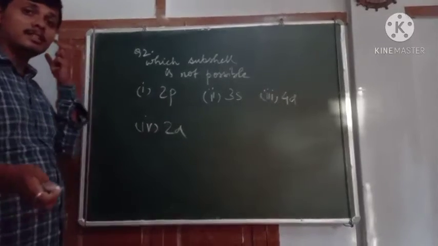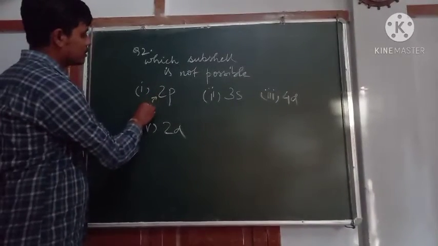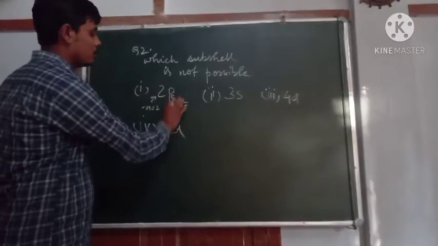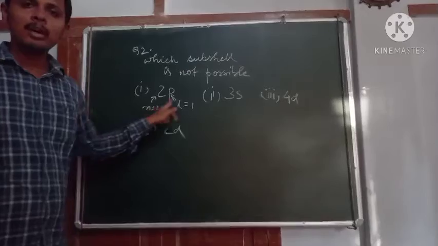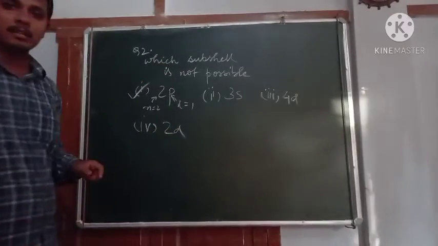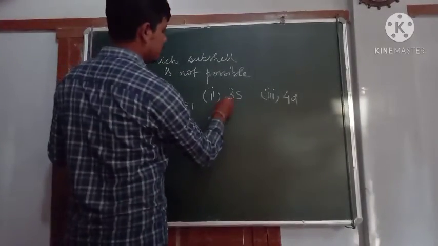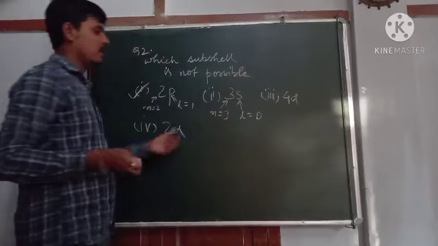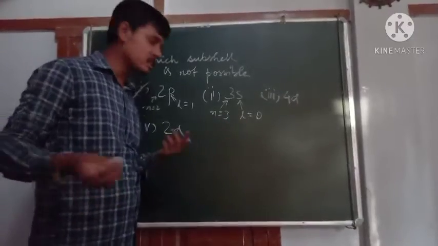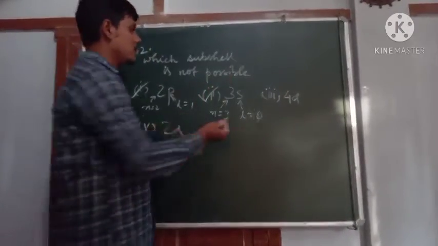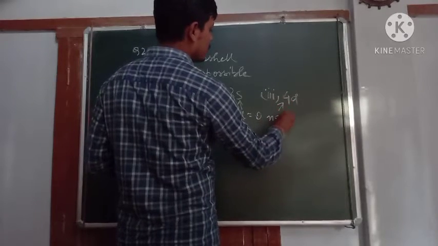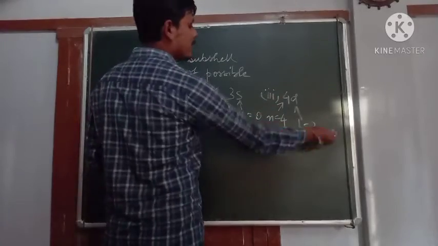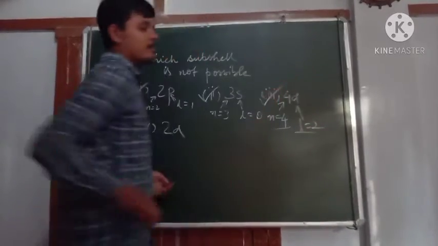So 2p, is it possible? Here n is 2, and for p, l equals 1. If n is 2, l can be 1. Yes, that means this is correct. For 3s, we have n equals 3 and for s, l is 0. If n is 3, l can be 0. Yes, this is also true. Similarly, for 4d, n equals 4 and l equals 2. If n is 4, l can be 2. That means this is also true.